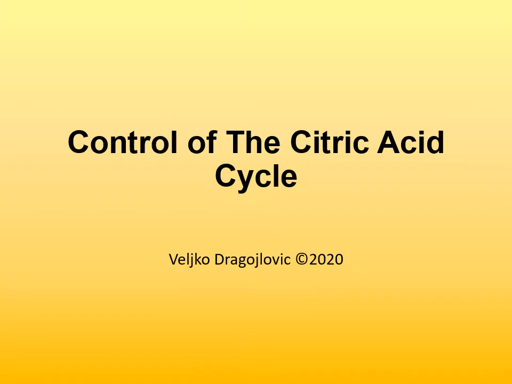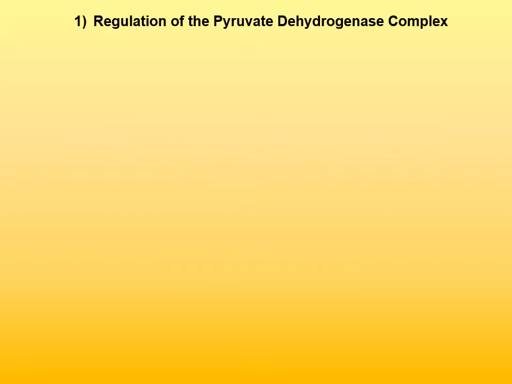In this lecture, we will look at regulation of the citric acid cycle and also, a little bit later, at the citric acid cycle as a source of biosynthetic intermediates, and finally at one related cycle, the glyoxylate cycle. The first point of regulation of the citric acid cycle is control of the entry into the citric acid cycle.